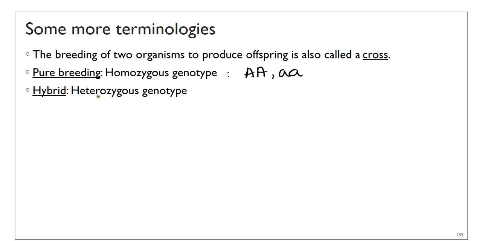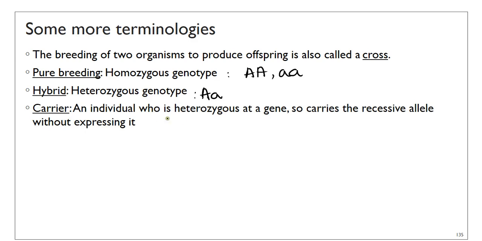Alternatively, if an organism is heterozygous for a trait, then you can say that it is a hybrid. I think these two terms you definitely have seen in other contexts. I think you could guess what they mean, but this is just to formally define them. So if an organism has two different alleles of that trait, it is a hybrid.